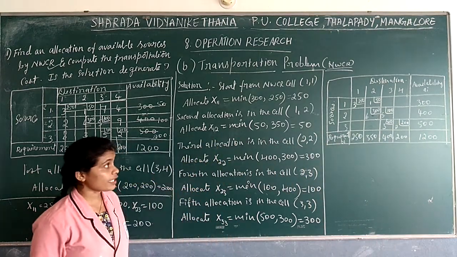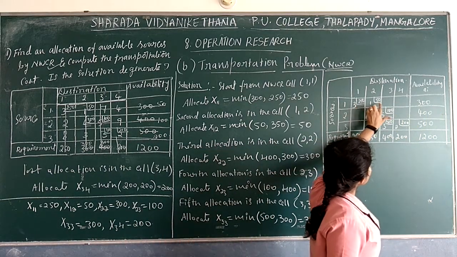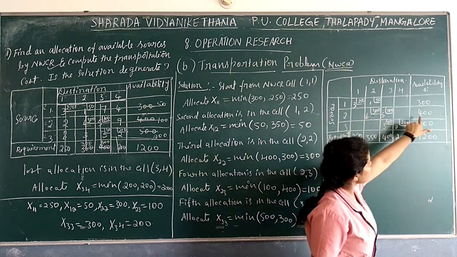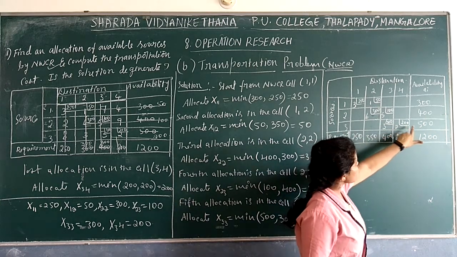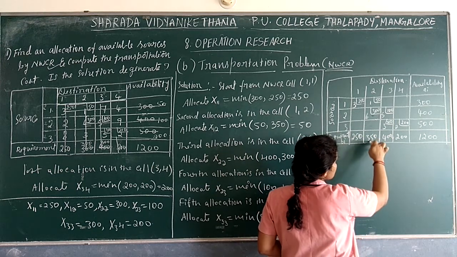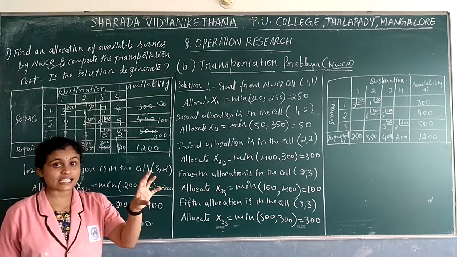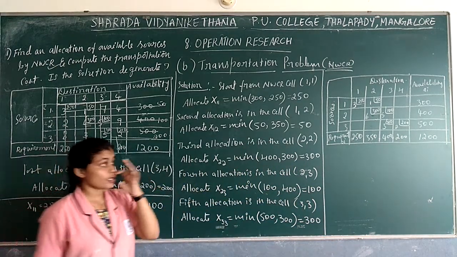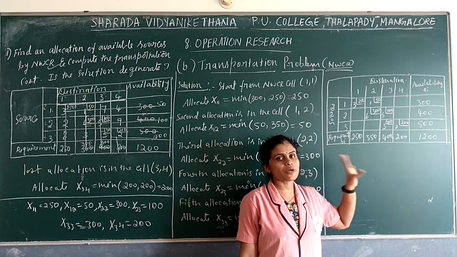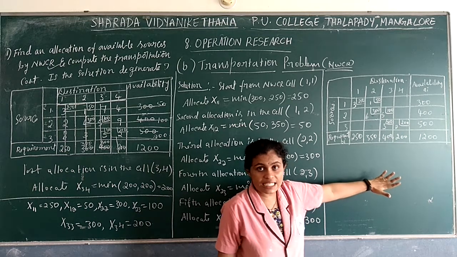Now you check whether it satisfies the availability. Availability was 300: here 250 plus 50. Yes. Then next one, 300 plus 100, 400. Then 300 plus 200, 500. Then column wise you check: 250. Here 300 plus 50, 350. Here 400. Here 200. So this solution, as I said, should satisfy 3 conditions. Then we can call it a basic feasible solution.